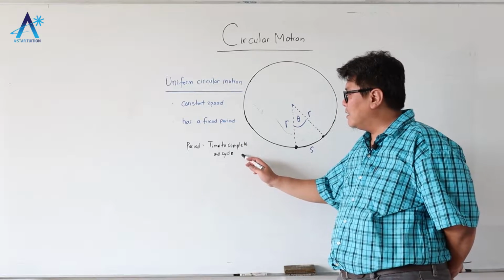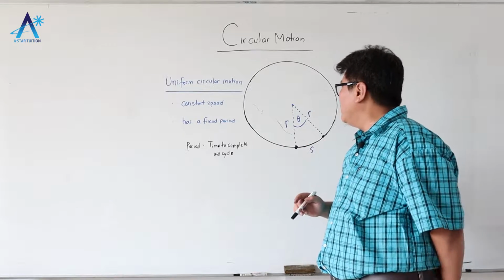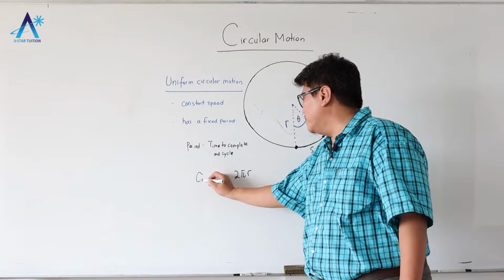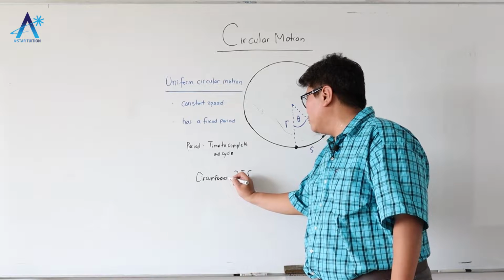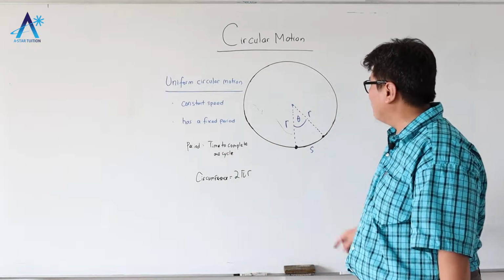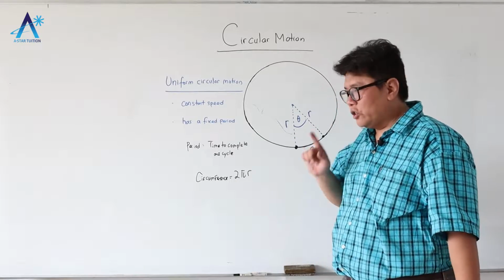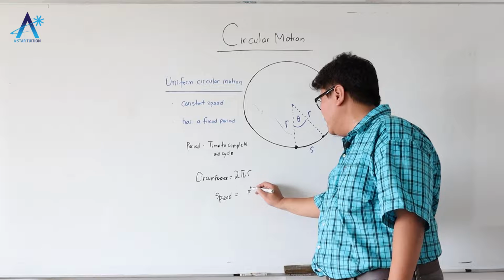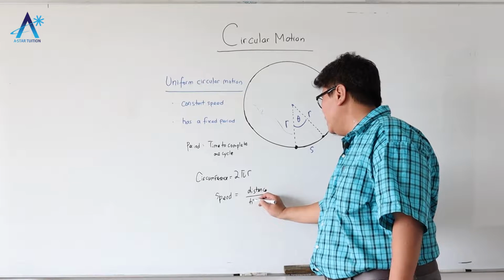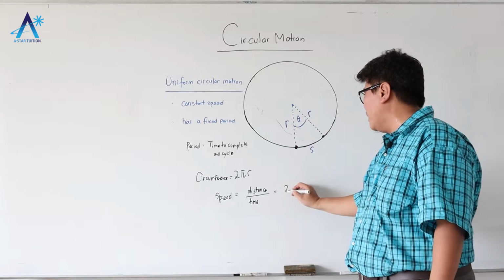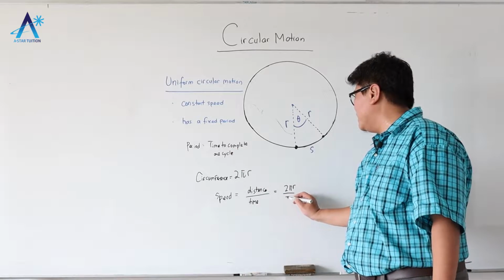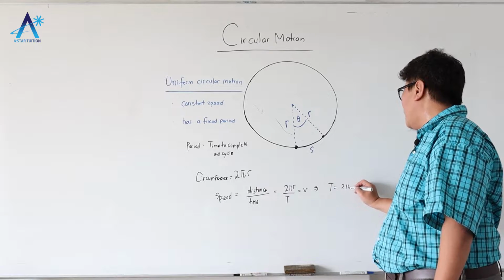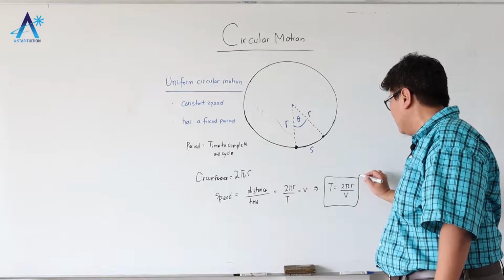Now, how do you actually calculate this time? Let me remind you that the circumference of a circle is given by 2 pi r. So in one period of time, the particle travels a distance of 2 pi r. The speed can be calculated relatively straightforwardly by using distance over time, remember, because this is motion with constant speed. The distance is one circumference, which is 2 pi r, and the time is one period, capital T, and the speed is v. So from here you can calculate the period as 2 pi r divided by the speed: T equals 2 pi r over v.